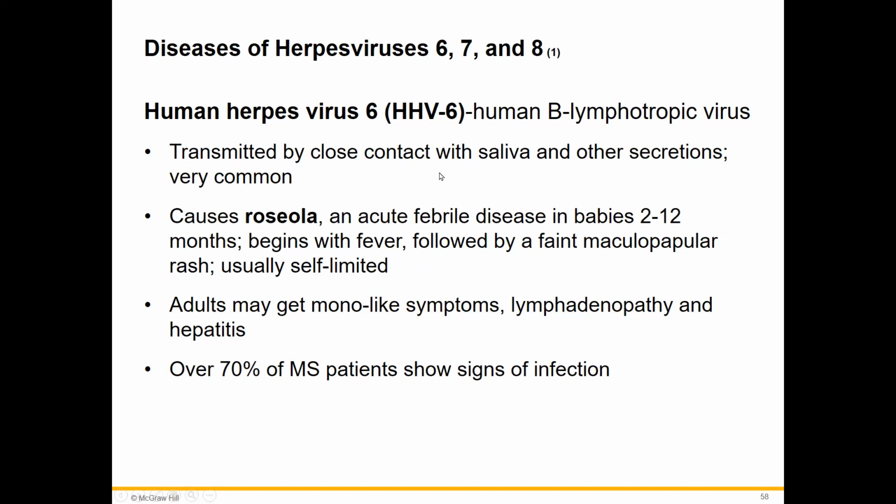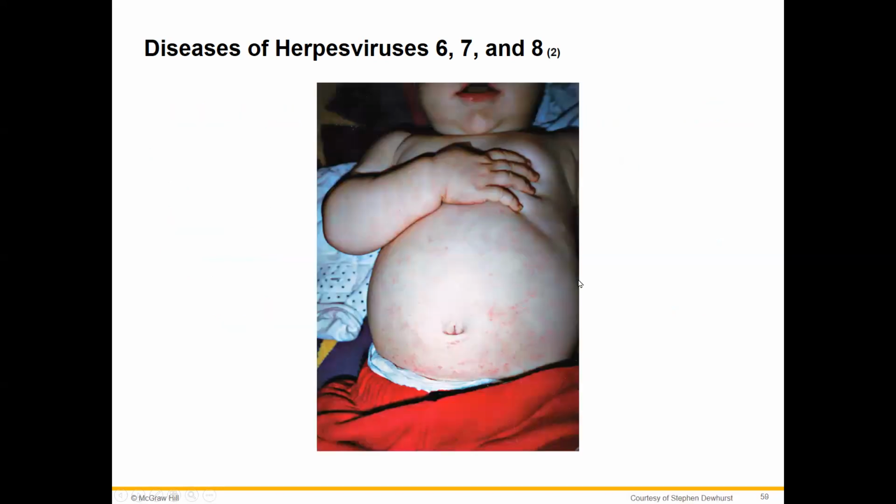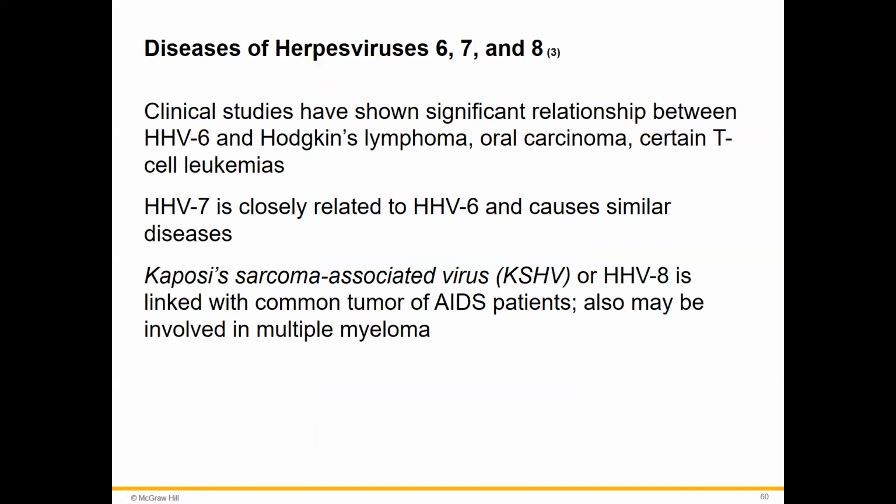If you got exposed to this as an adult, you could have some kind of mononucleosis-type symptoms. And this is what it looks like. Little rash. There has been a relationship between HHV6 and Hodgkin's lymphoma, as well as some other cancers. HHV7 is closely related to HHV6. You could maybe associate the two of these.